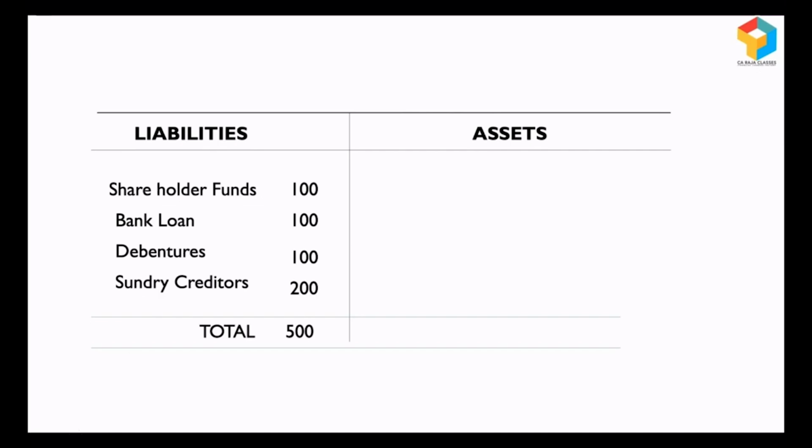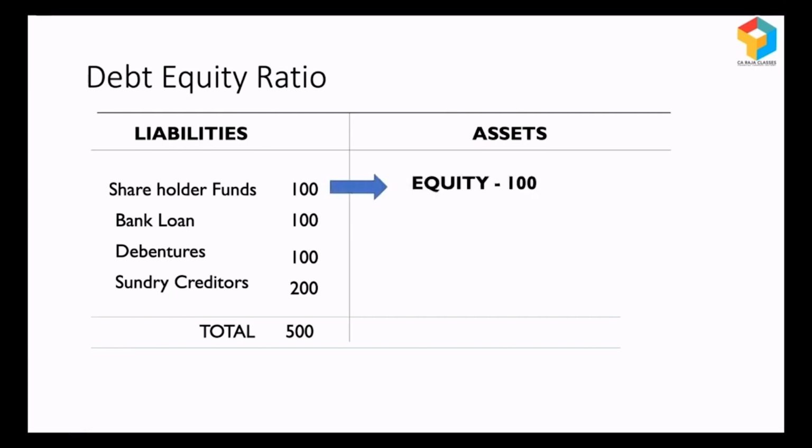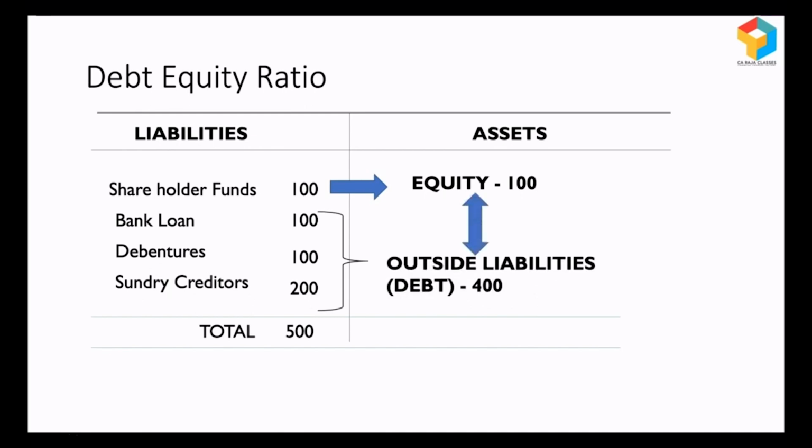Now let us not look at the asset side because our focus is on the debt equity, that is outside liabilities and equity. So what we have to do now is compare the debt with equity. What is equity? Equity is basically the owner's money, which is 100 million, and debt in this case, that is outsiders' money, bank loan, debentures, sundry creditors, all three put together is 400 million. And we have to relate these two so that we can calculate the debt equity ratio.